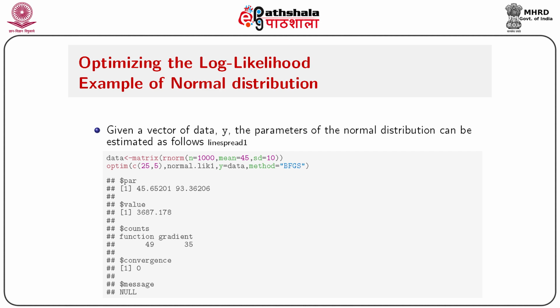Given a vector of data y, the parameters of a normal distribution can be estimated as follows. Say data, we are creating a data matrix and generating 1000 samples from a normal distribution with mean 45 and standard deviation 10. Then optim, with the initial values of the two parameters, say 25 and 5, and normal.like 1, y equals data, method BFGS. Then it will give you the estimate as 45 and 91.99, that is sigma square. So the square root would be approximately 10.